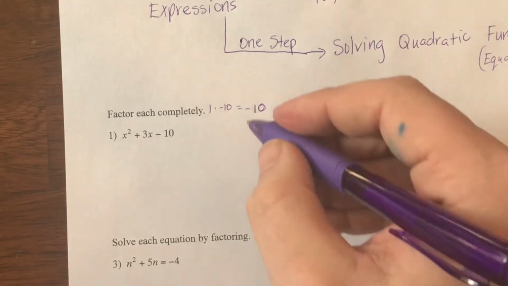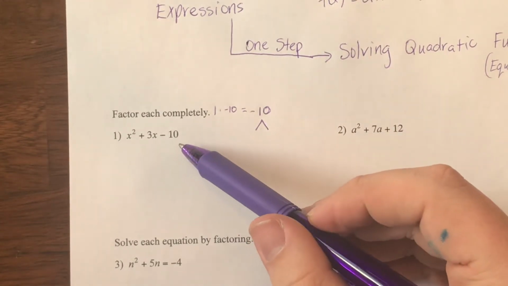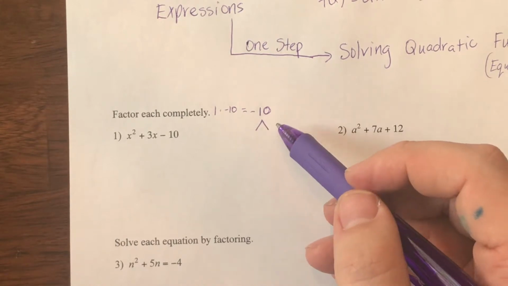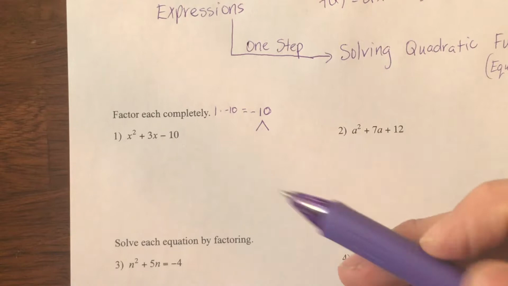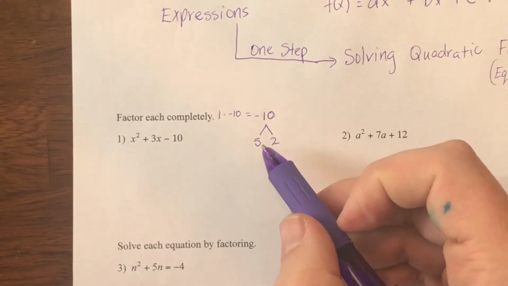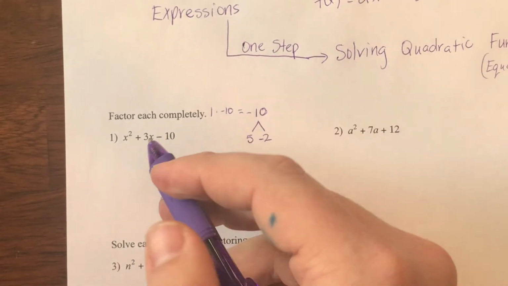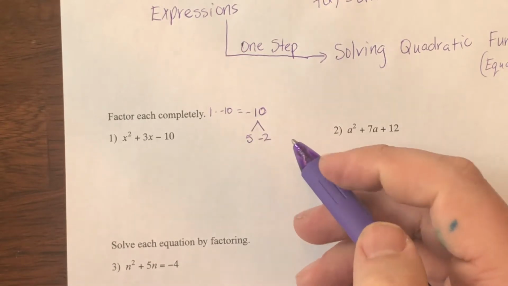Then you ask yourself, what two factors multiply to give you negative 10 but add to give you 3? There are only 1 and 10, and 2 and 5. 1 and 10 won't add to give you 3, but 5 and 2 will. You just have to figure out which is which. If you had positive 5 and negative 2, 5 minus 2 adds to give you 3, and 5 times negative 2 gives you negative 10.